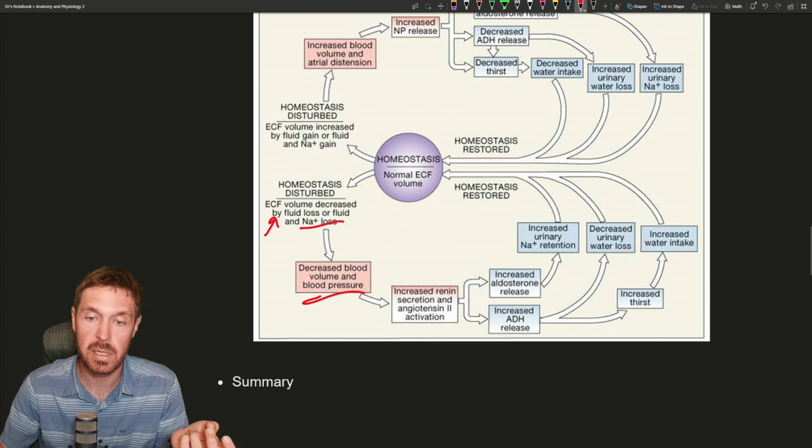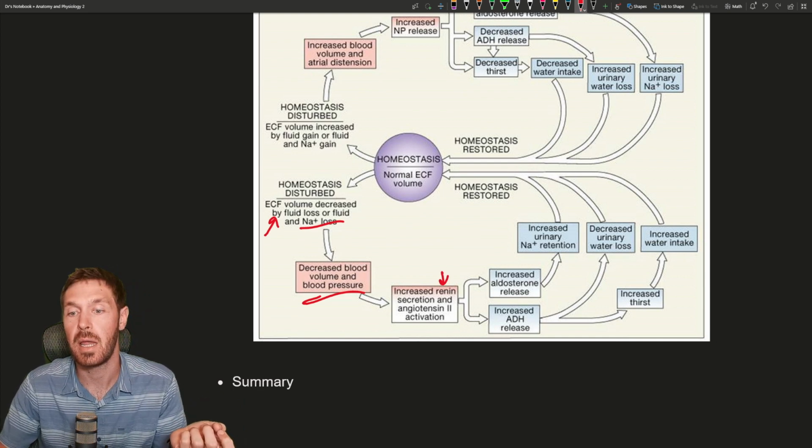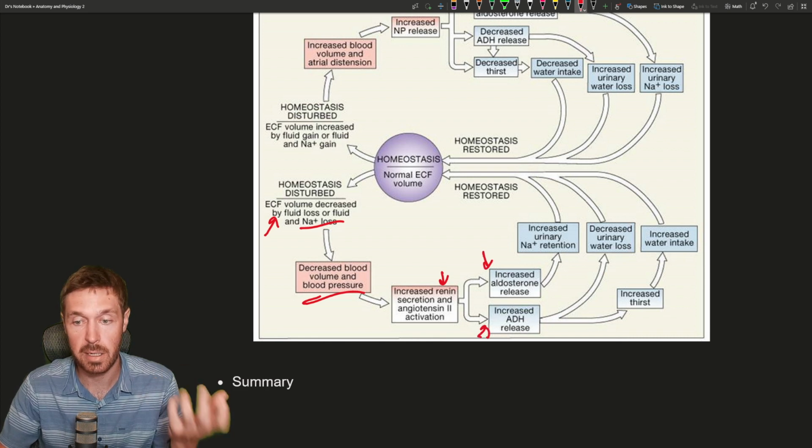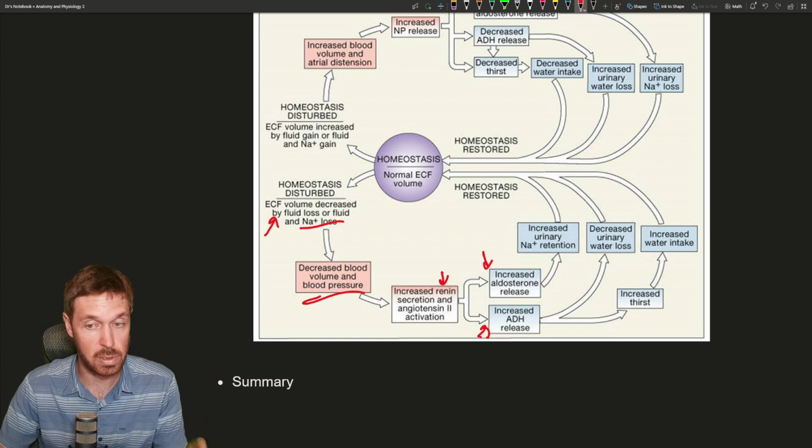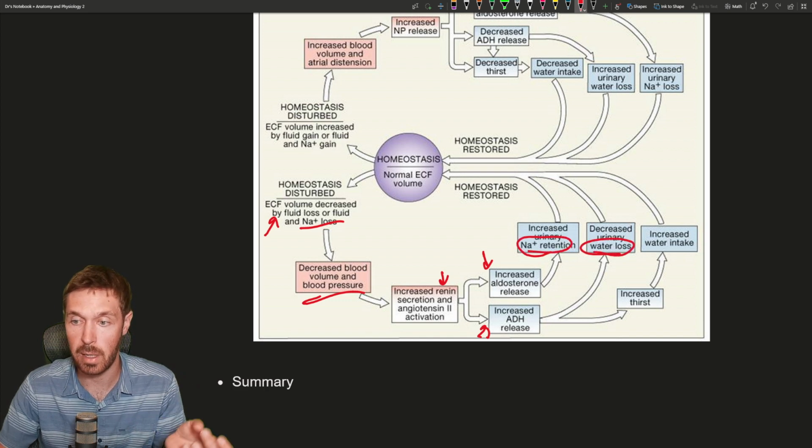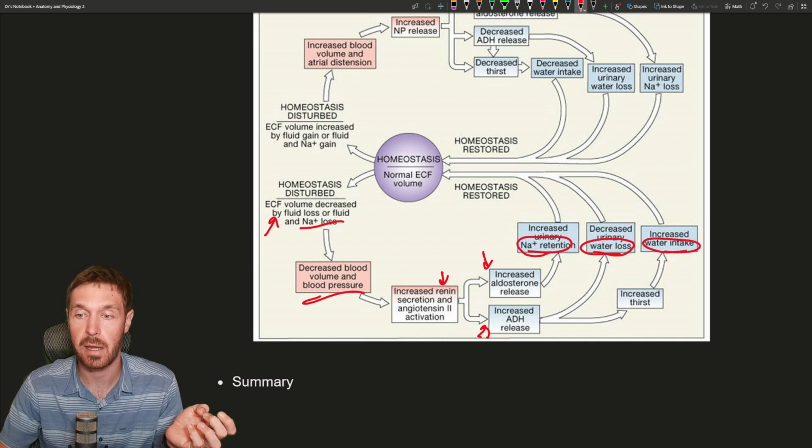So your kidneys release something called renin, which leads to angiotensin 2 activation and then can lead to aldosterone release and increased ADH or antidiuretic hormone. Now I know you don't need to know what these are yet. We haven't really talked about them yet, but all of these cause increased sodium retention and decreased water loss. So here ADH, increases water intake as well.